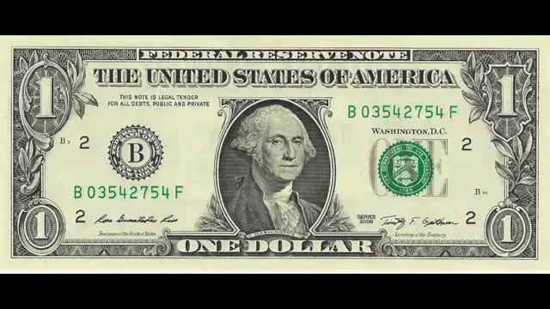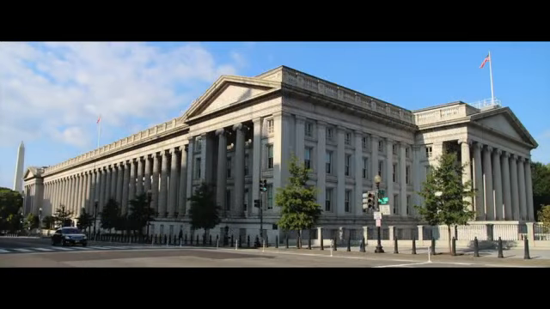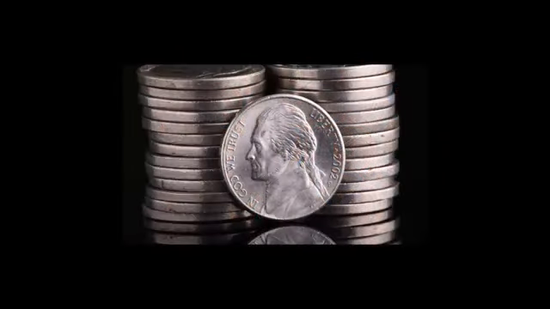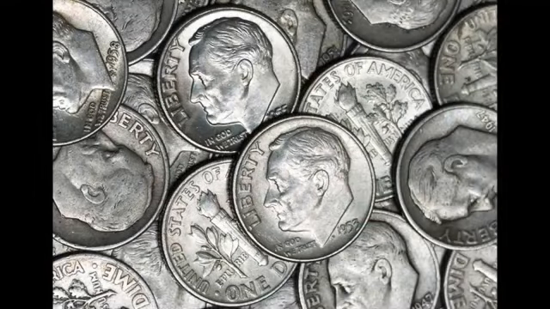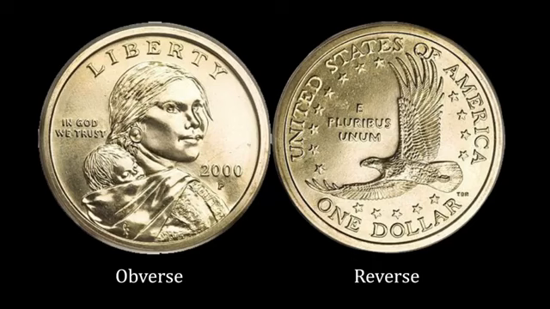Let's say we were to take our $1 Federal Reserve note to a Federal Reserve Bank or to the U.S. Treasury for redemption. What would we receive? We would probably receive 100 pennies, or perhaps 20 nickels, or 10 dimes, or 4 quarters, or maybe we could get one of these Sacagawea dollars.